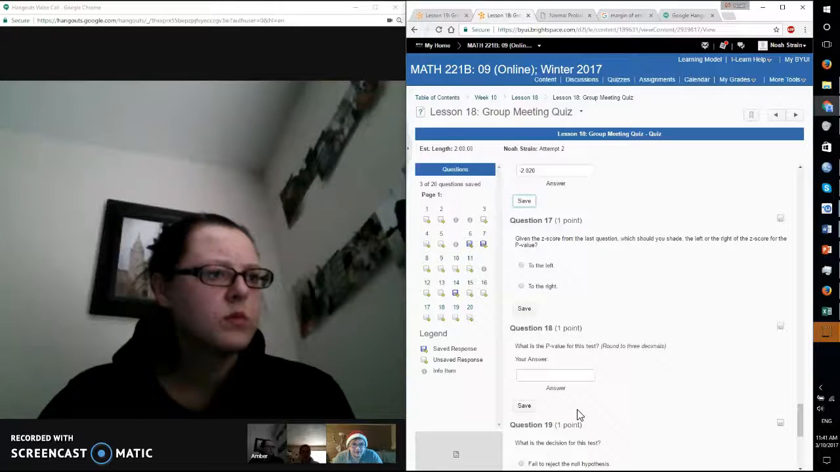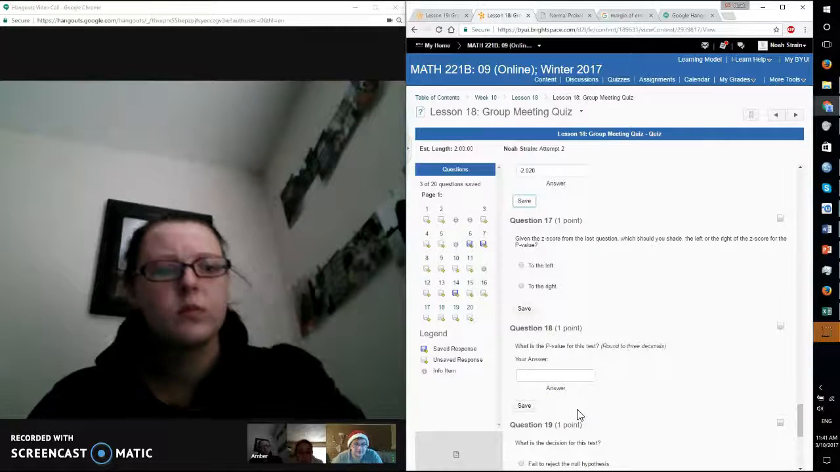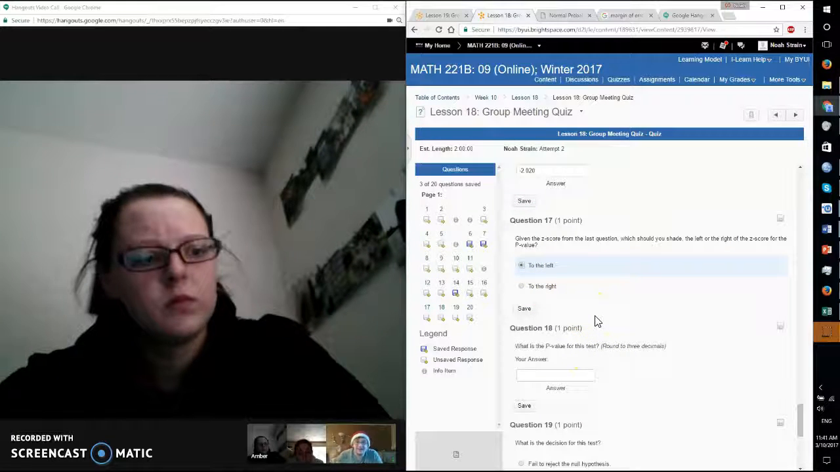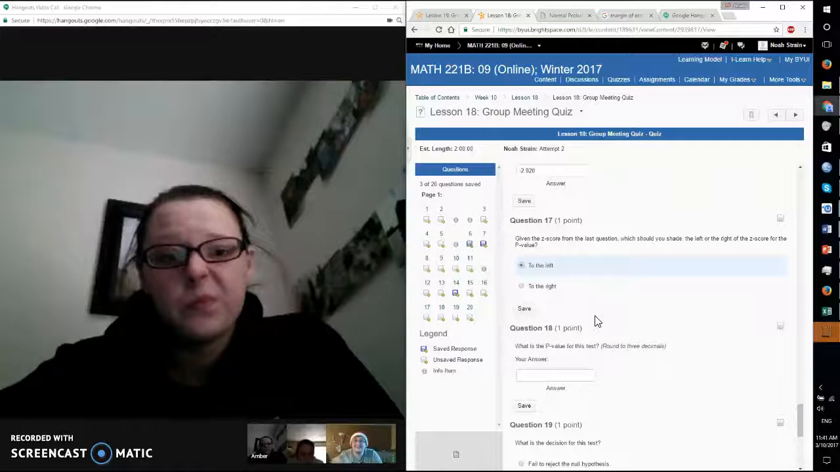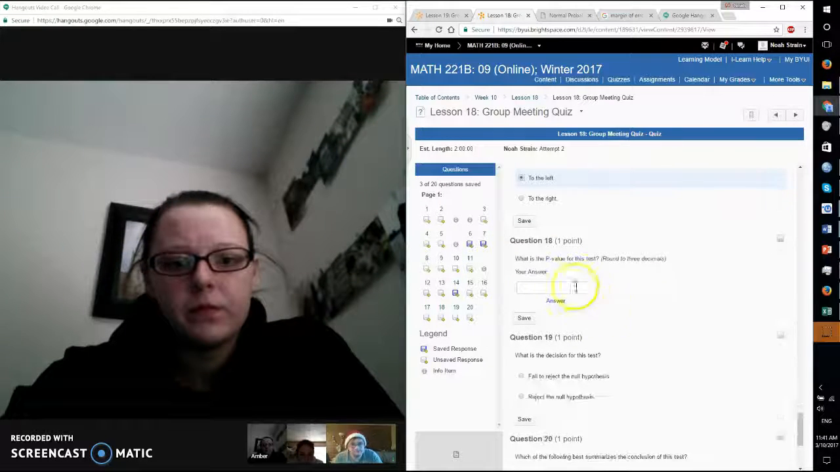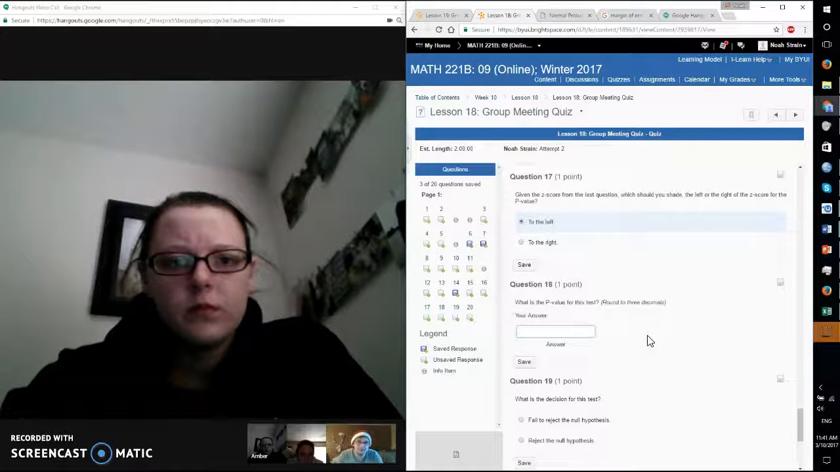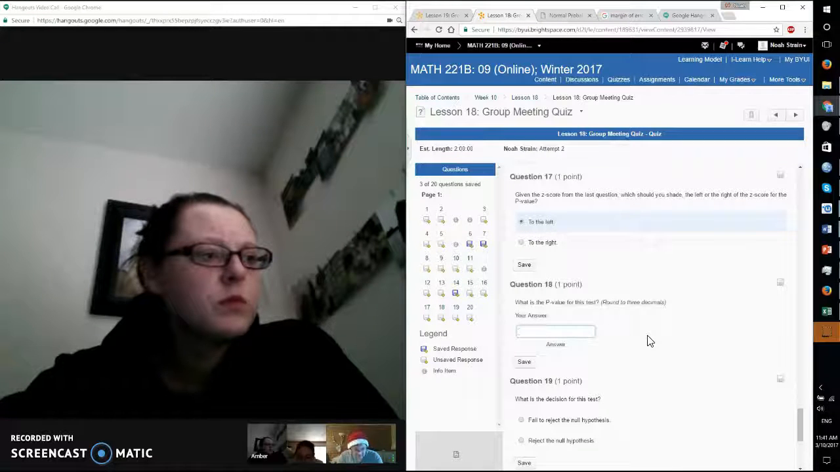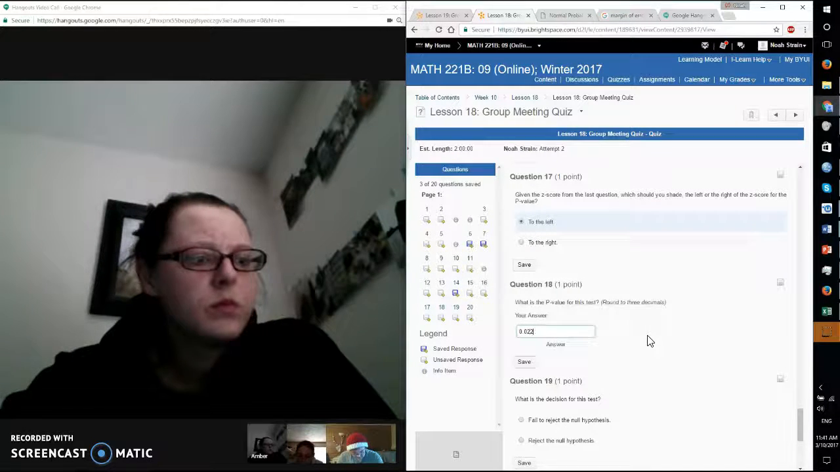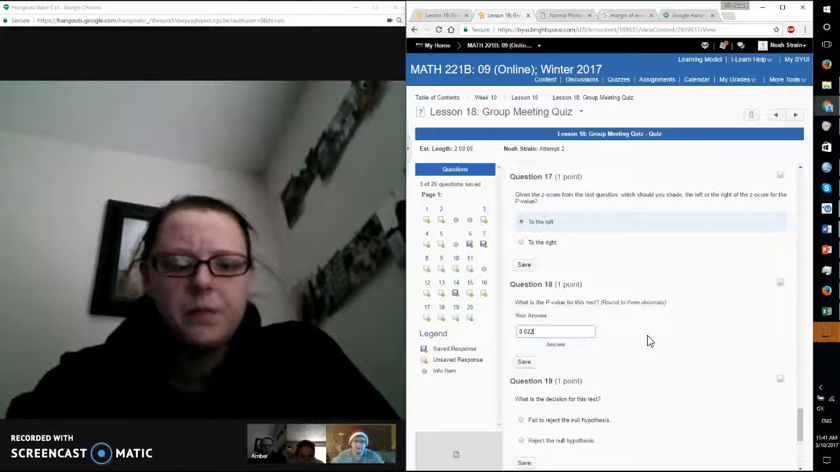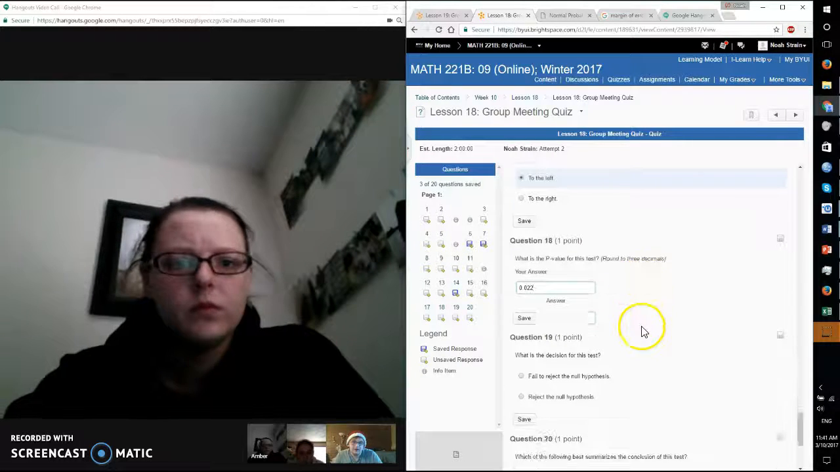Question 17. Give the z-score from the last question. Which should you shade, left or right of the z-score? It's to the left because it's negative, and we're wanting to find what's less than that point. So, what is the p-value for this test? Well, if we go into our normal probability applet and type that in, then the area highlighted is 0.022, and that confirms our z-score, because our z-score is a little more than 2, so there wouldn't be that many above it.